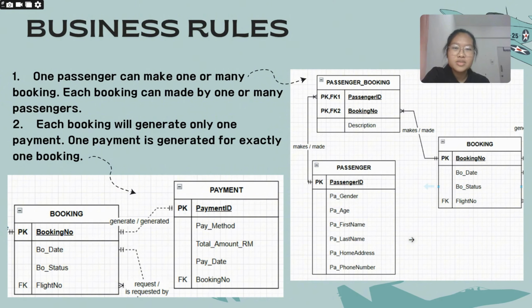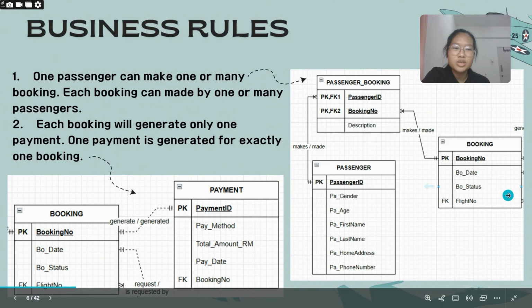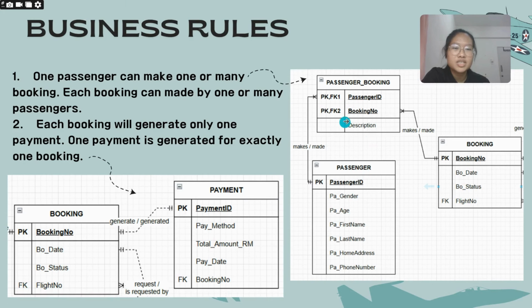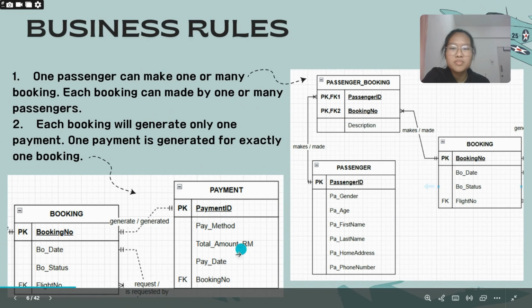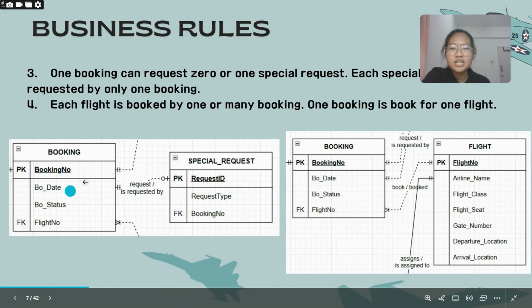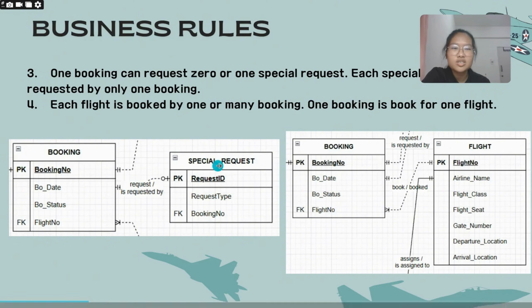Next, I want to state the business rules used in our project. First, one passenger can make one or many bookings, and each booking is made by one or many passengers. This calls for a bridge entity named passenger booking. Secondly, each booking will generate only one payment, and one payment is generated for exactly one booking. Third, one booking can request 0 or 1 special request. Each special request is only requested by one booking.